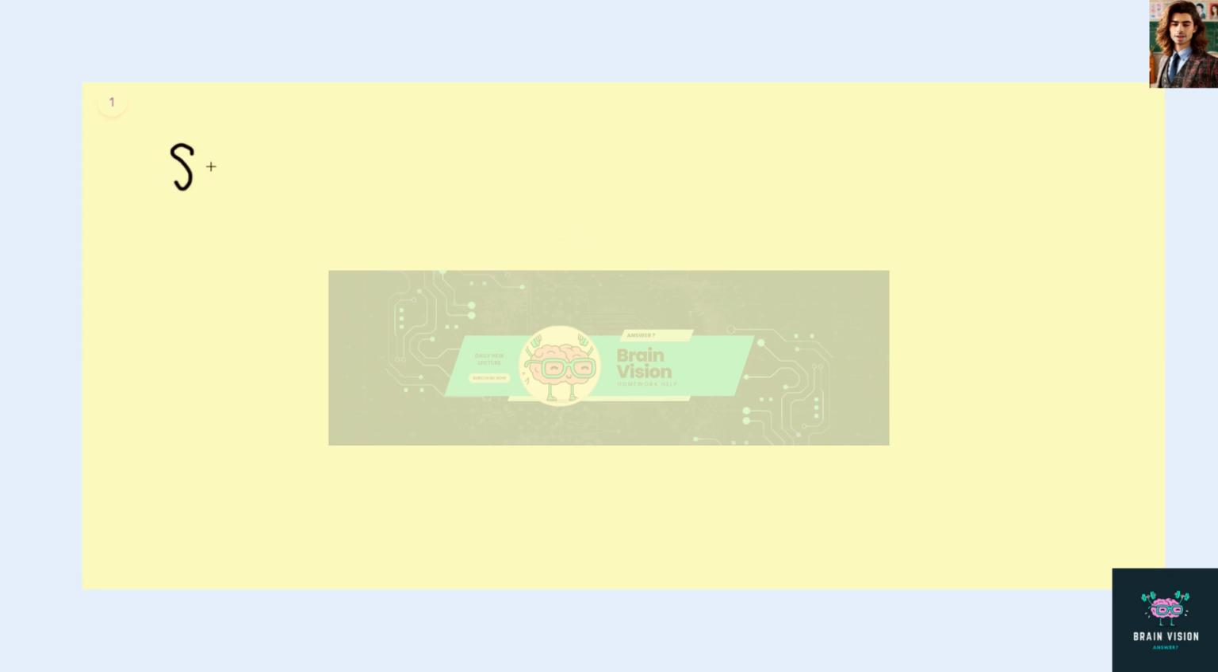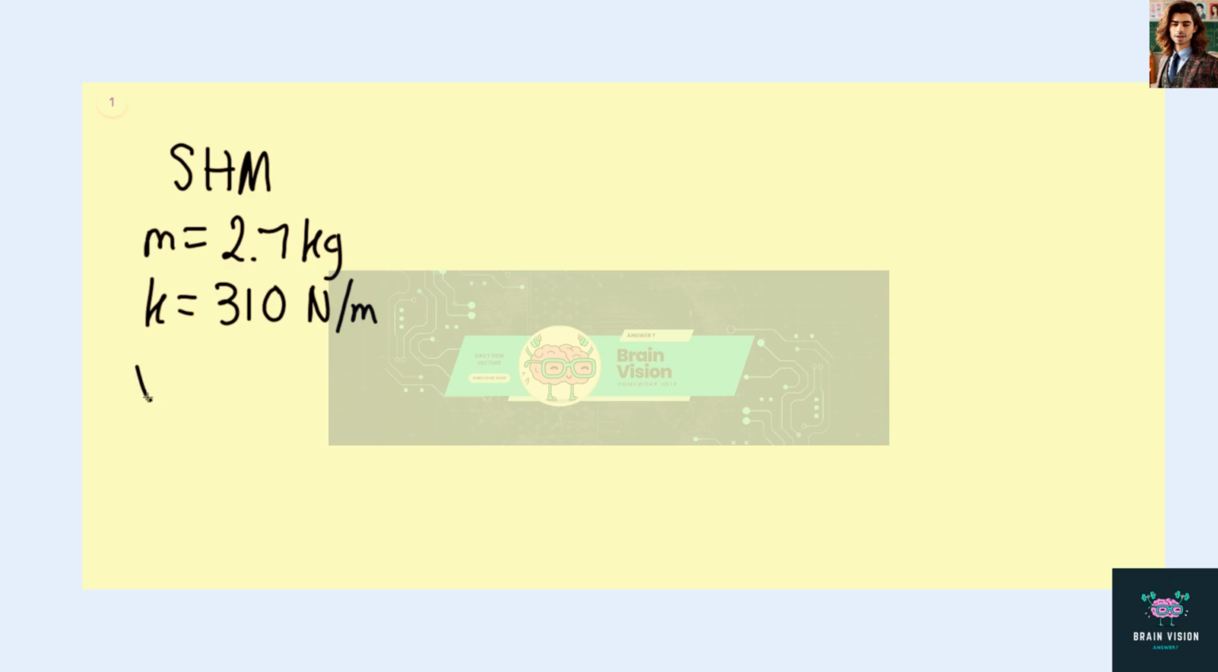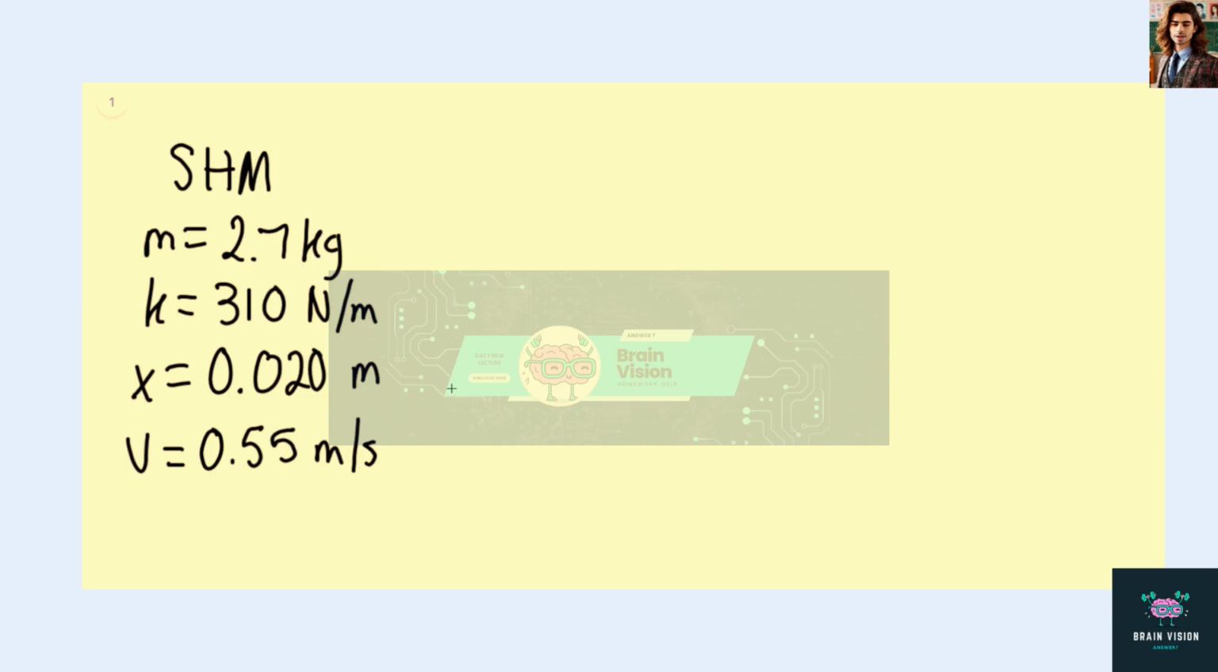So we need to calculate the speed and the maximum amplitude. This system is undergoing simple harmonic motion, and we can say that the mass is equal to 2.7 kilograms. We have a spring constant of 310 newtons per meter, and a spring displacement of 0.020 meters, and a velocity of 0.55 meters per second.